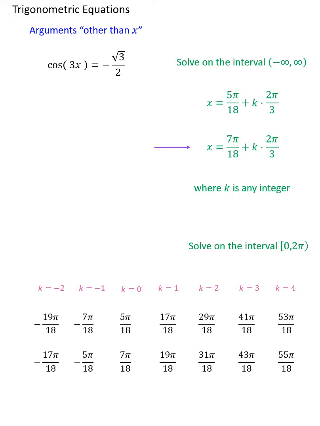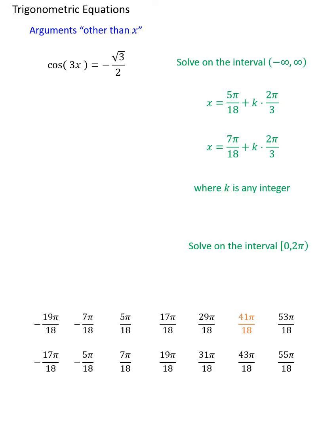And by the way, if you're wondering right now, do I have to plug in a bunch of different k values to find answers between 0 and 2 pi? Yeah, pretty much. Pretty much you do. So let's analyze them. Let's start with this one here. It's 41 pi over 18. Look at that one.